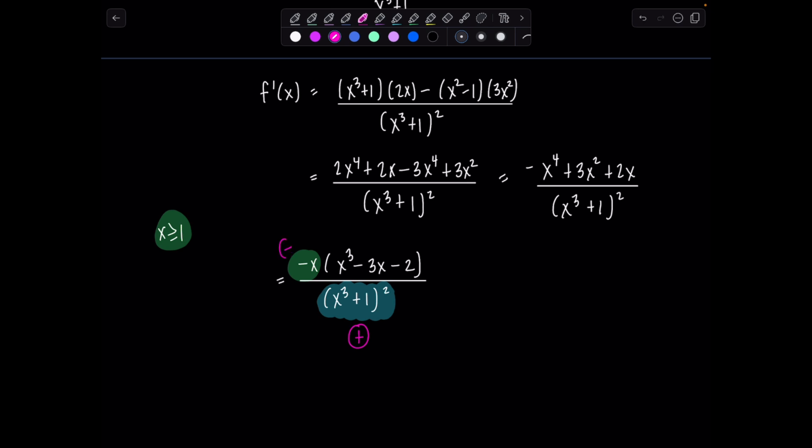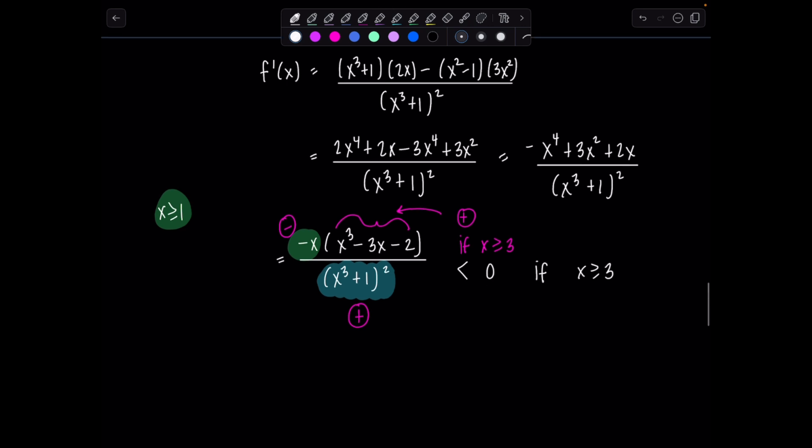So then now I just need to check what's the sign of x cubed minus 3x minus 2. And if x is 1, that's going to be negative. If x is 2, that is 0. But once x is 3 and onward, this quantity here is positive if x is greater than or equal to 3. So basically my derivative will be a negative times a positive divided by a positive, which gives me an overall negative quantity. So this is less than 0 if x is greater than or equal to 3. And that's good enough for us.